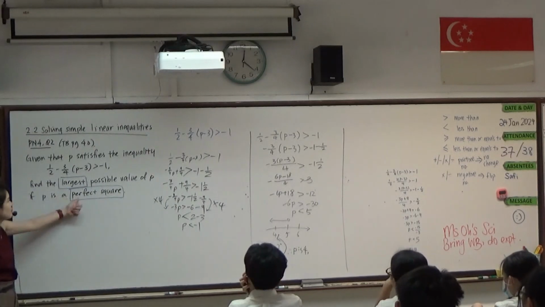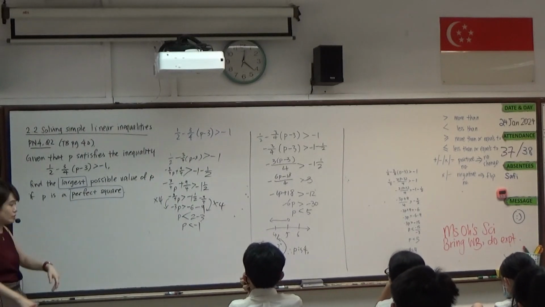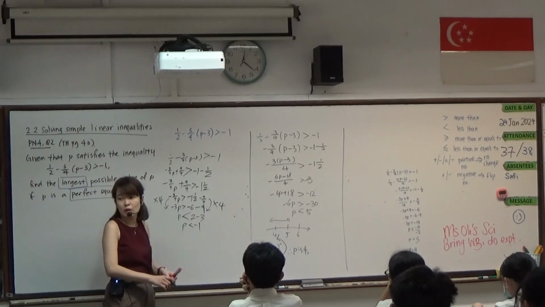The largest possible value of p. Do you have an answer? Don't have? What about the rest of the group?